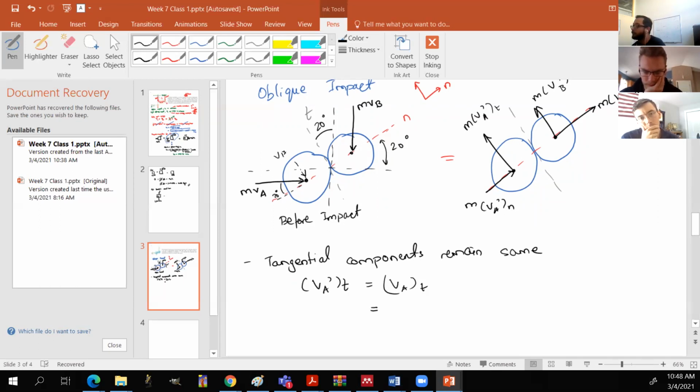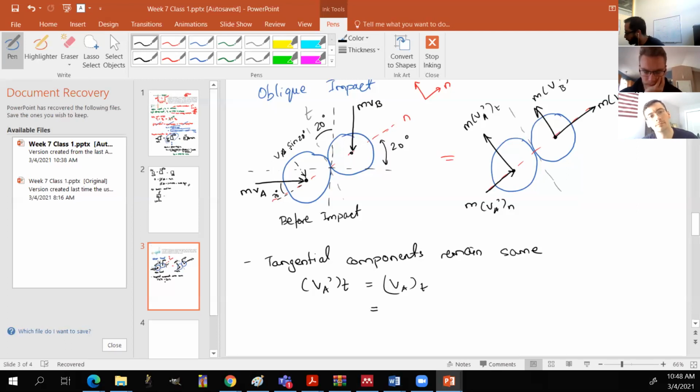Where's Mr. Machella? Mr. Machella, are you there? Can you tell me what this tangential component is going to be now? Is it cosine 20 or sine 20? He stepped out. All right. You guys know this. What's it going to be? Does anyone else know this? Sine 20, cosine 20? Sine 20. Sine 20.